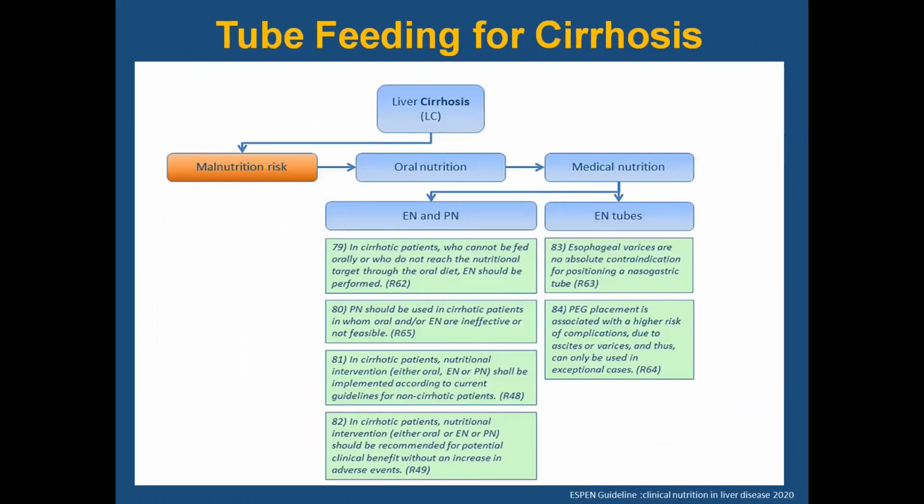This is the guidelines for liver disease in 2020. Patients with liver cirrhosis who have malnutrition risk, which is highest in these cirrhotic patients, who cannot be fed orally or who do not reach the nutritional target through the oral diet, then enteral nutrition should be performed. And esophageal varices are no absolute contraindication for positioning a nasogastric tube.